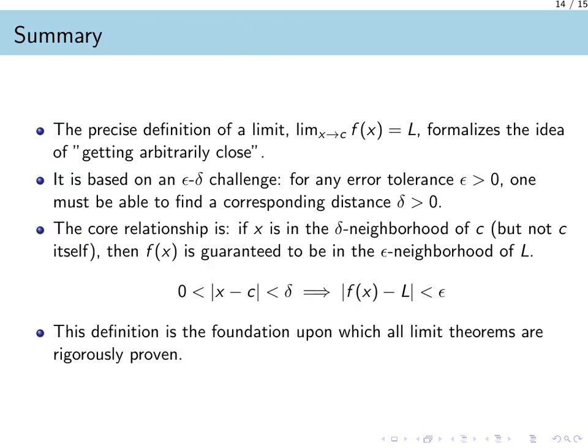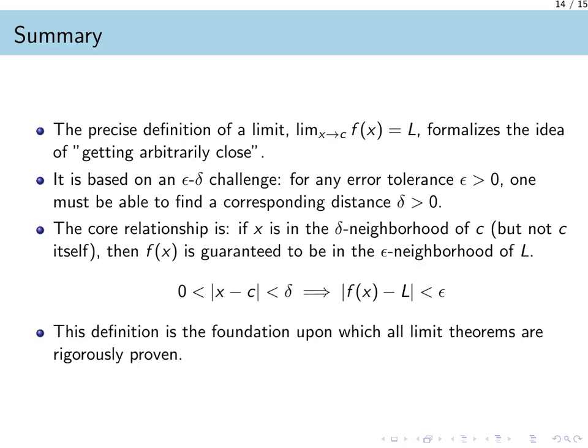To formalize the idea of a limit, we use a challenge and response framework based on two key values. The challenge begins with an error tolerance, which we call epsilon, that specifies how close the function's output must be to the limit value, L. Our response must be to find a corresponding distance, which we call delta, that defines an interval around the input value, c. The core relationship is that if our input x is within this delta distance of c without being equal to c, then the output f of x is guaranteed to be within the epsilon distance of L.